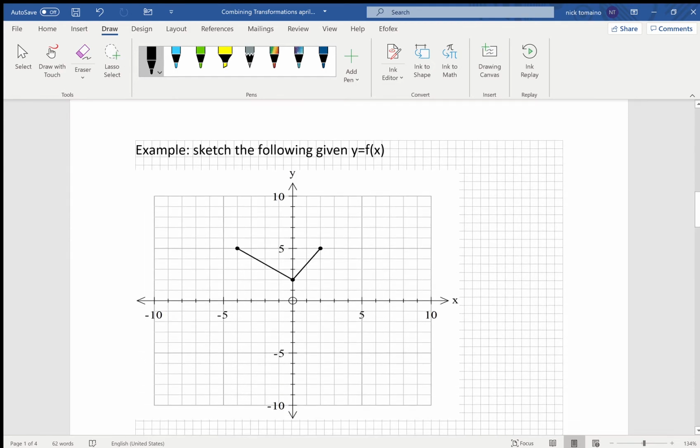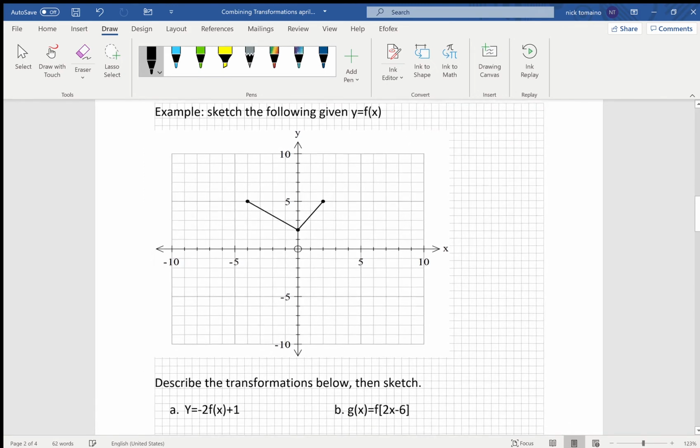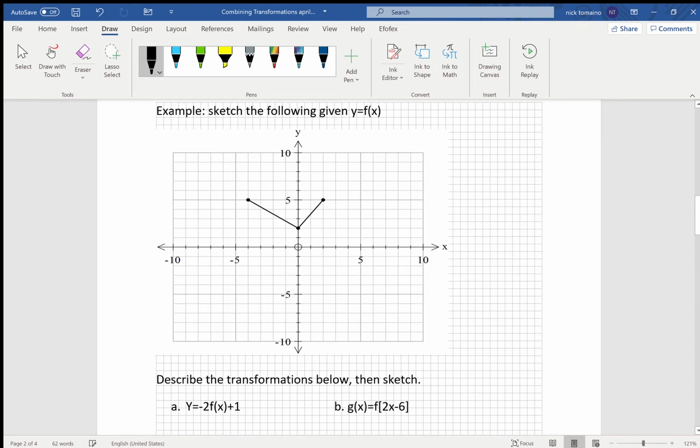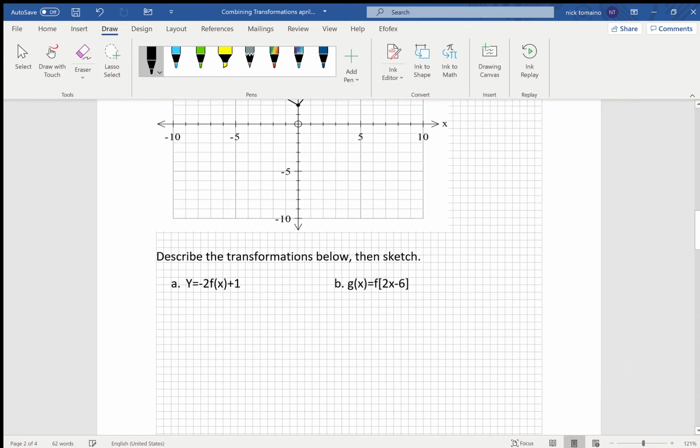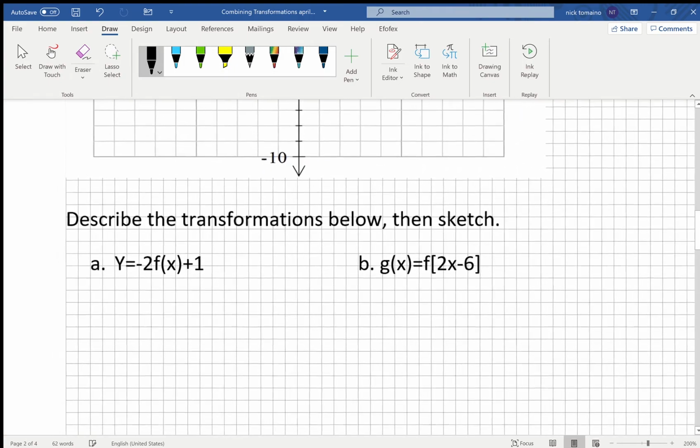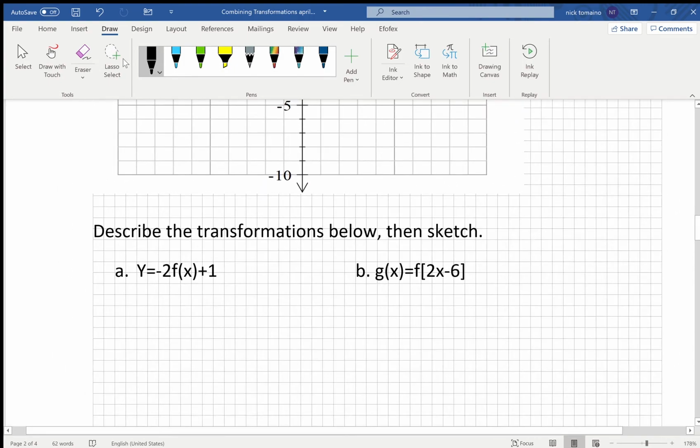So let's go on to our example here. We went through this as a class, but I'll just briefly talk about it. It says describe the transformations below, then sketch, and notice that we just have a generic function, just 3 points, and I called the function f at x. So we have 3 things happening here. We have the negative, we have the 2, and then we have the 1. So again, the negative is a reflection on the x-axis. The 2 is a vertical stretch. And we are going up 1.